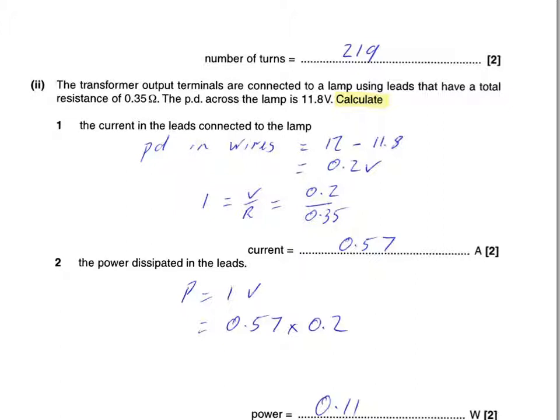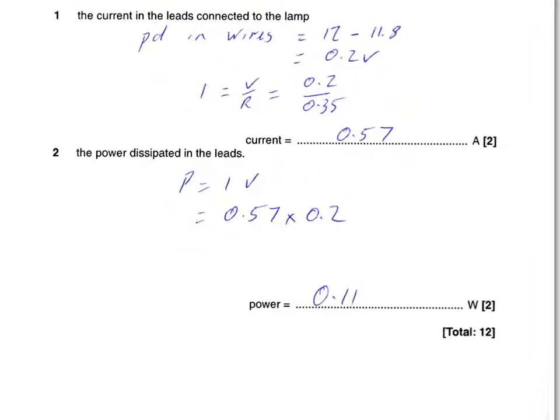And the power dissipated in the lead, doing P equals IV, the current we've just worked out, and the V, again, the PD across the leads. It's important here, the key thing really is getting the right PD, spotting that that's that 0.2 volts. And that gives you 0.11 watts. That was G485 homework booklet question 11.